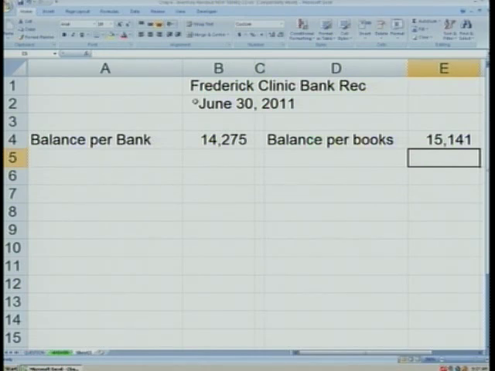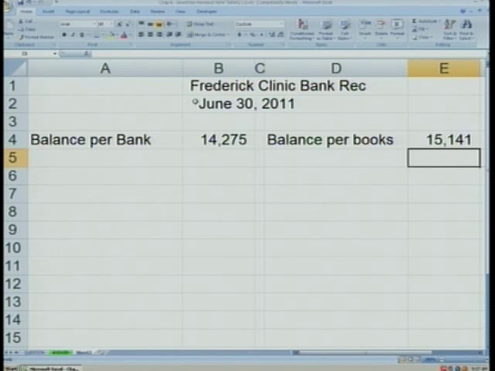Now let's go through those reconciling items that they tell us about, and let's put those in the proper spot. If they are on the left side, the bank side, or the right side, the book side. And I always ask myself, who knows about these and who just now is finding out about them? Okay? And whoever is just finding out about them, that's the side it needs to go on.